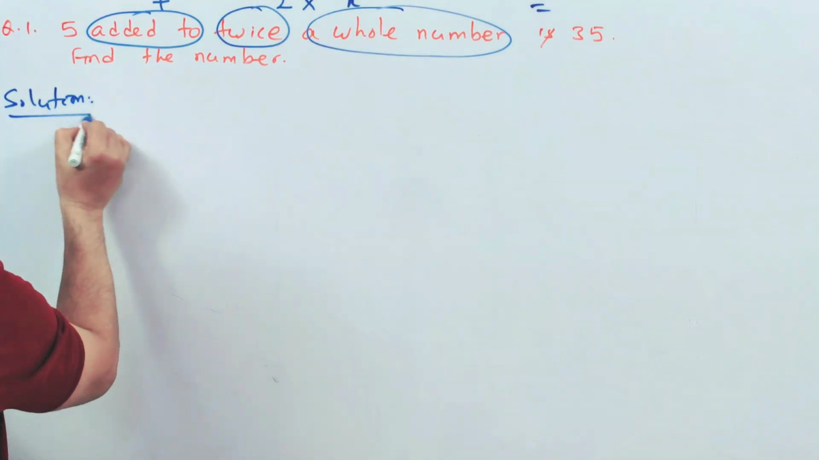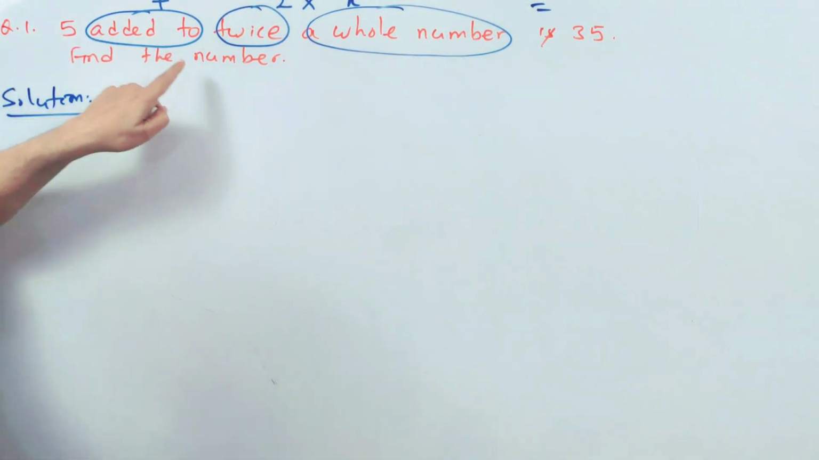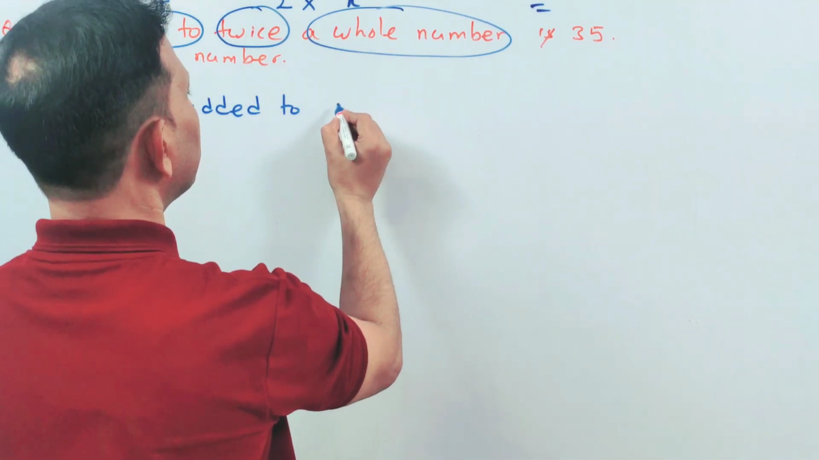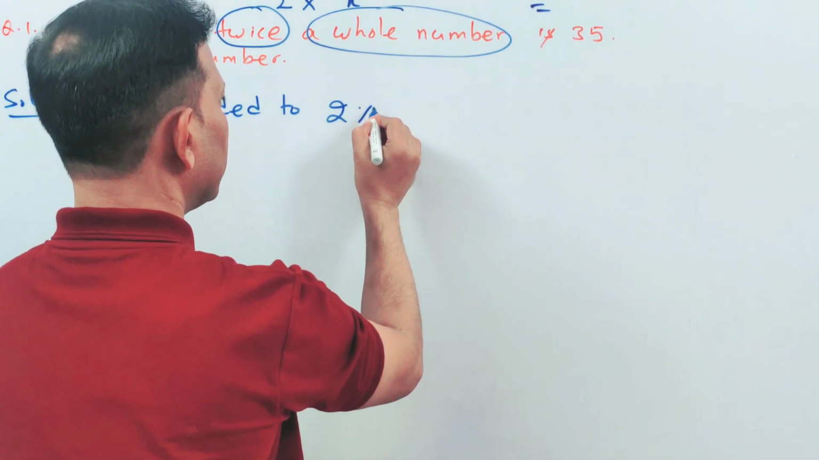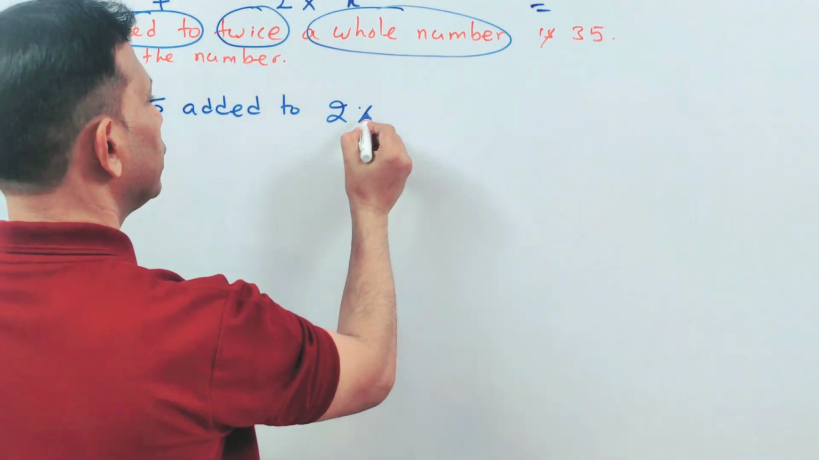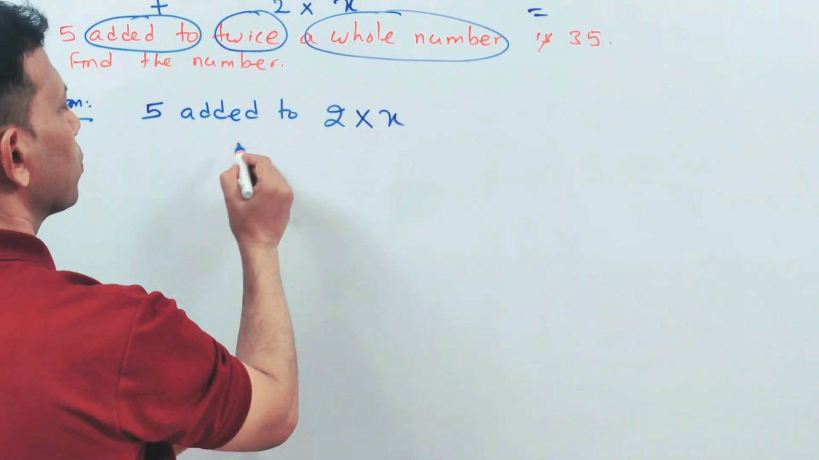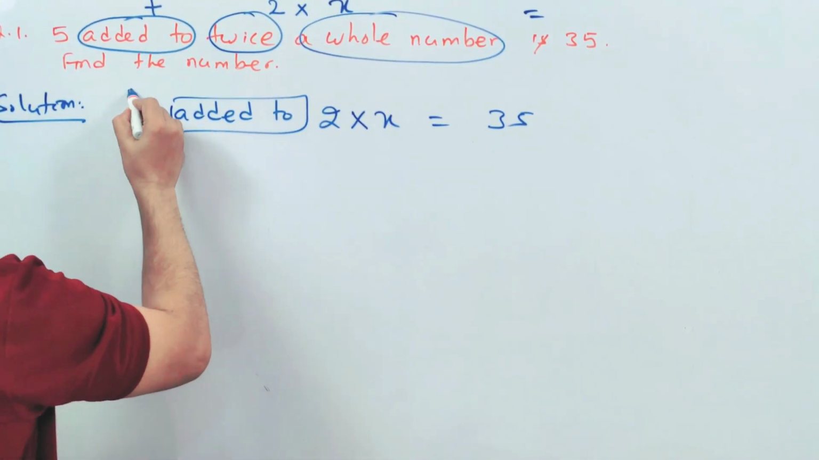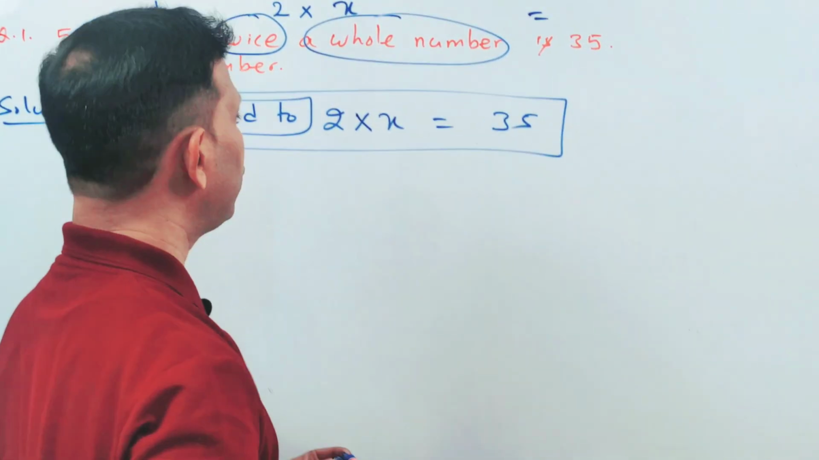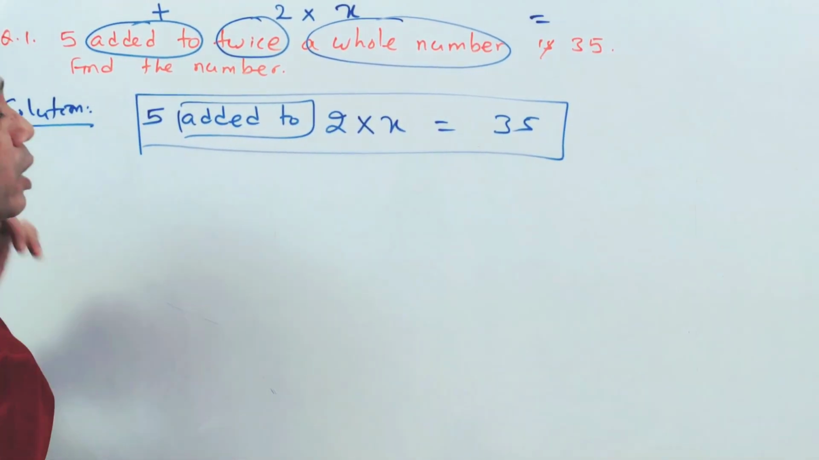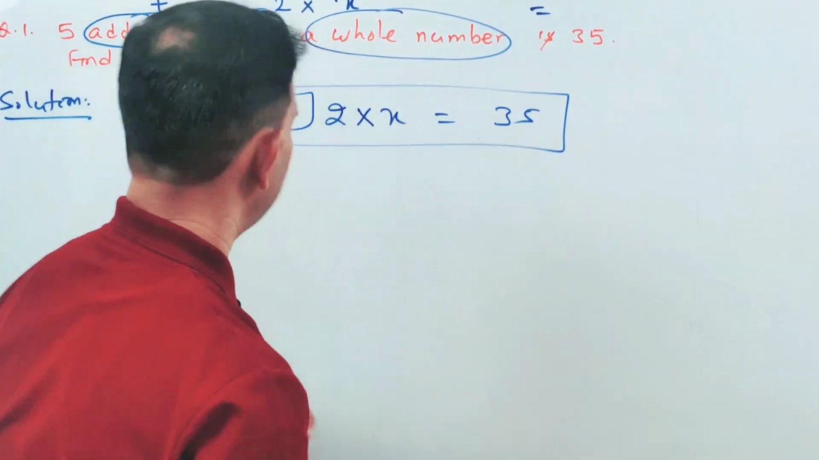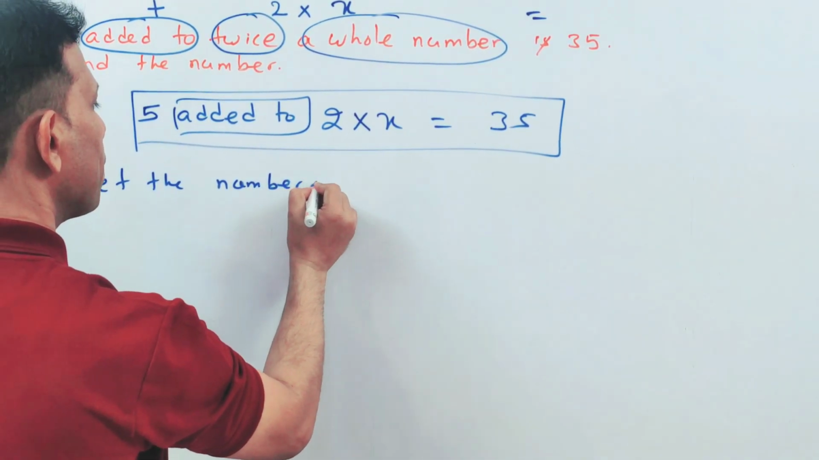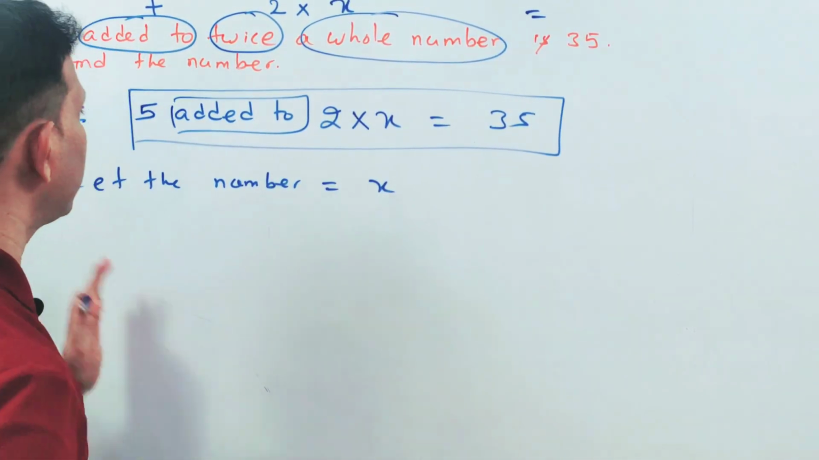Solution. So 5 added to twice the number, this is my rough work. Twice the number, that is number means x, added to, is means is equal to 35. So according to this statement, rough work, I will do the solution. Let us start. Let the number, what you have taken, let the number be x. So first step is let the number be x. If the number is x, this should be my equation.